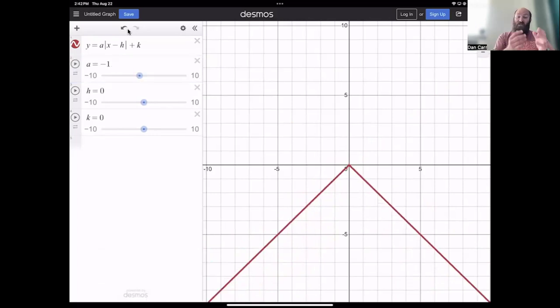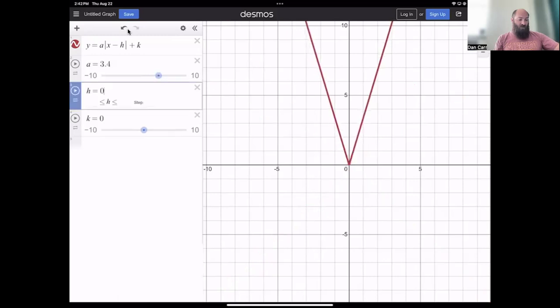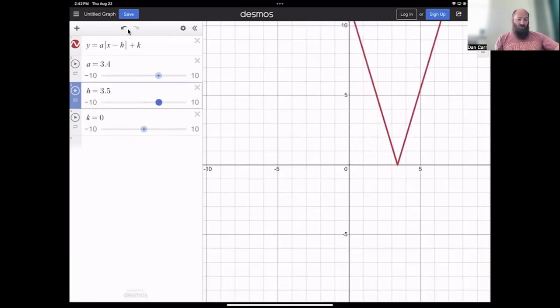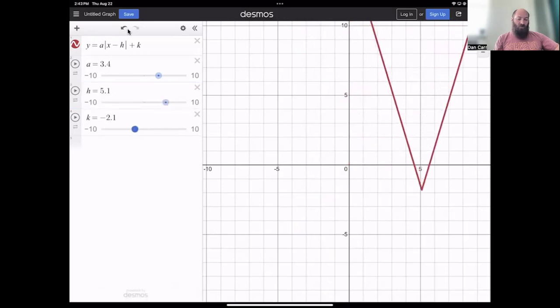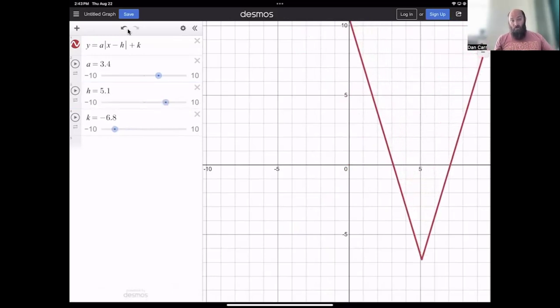So we can see all these different things. So we can do a combination of things. We can have a vertical stretch. We can have a horizontal translation, a horizontal translation to the right and a vertical translation down. We can do all of those things. So any combination there for our transformations of these graphs.